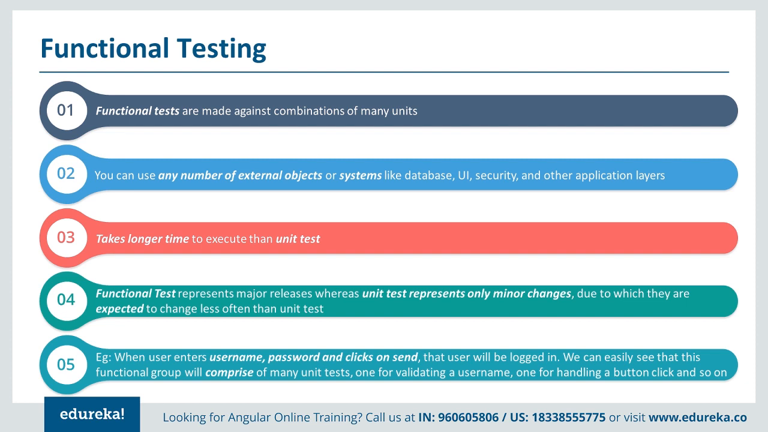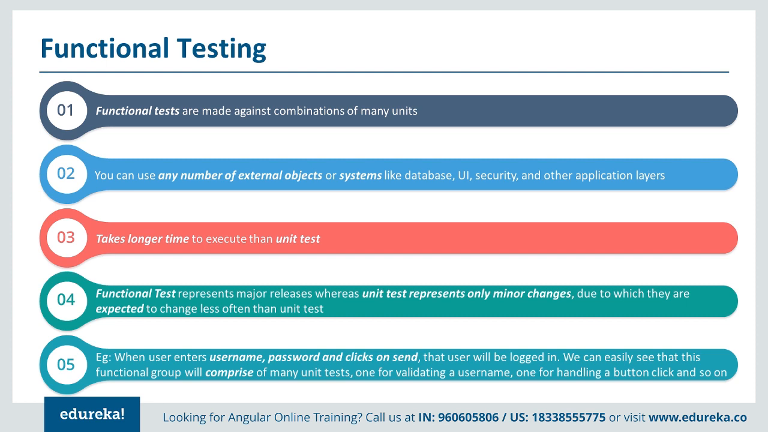You can use any number of external objects or systems like database, UI, security, and other application layers. You can talk to the database, and to any other external systems used in your application. It takes longer to execute than unit test cases, because unit tests you can mock, whereas functional testing needs to interact with real-time scenarios. Functional tests represent major releases whereas unit tests represent only minor changes, so they are expected to change less often than unit test cases.